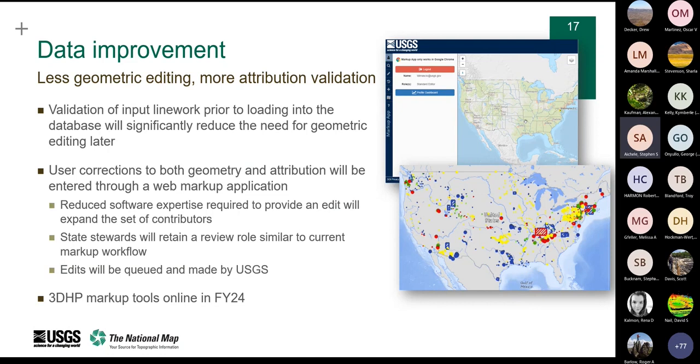So a fisheries biologist out in the field, or a forester, or a kayaker who notices that something is wrong in the data set can submit a markup through the markup app. We will vet that through the state stewards to make sure it's a legit change. But then USGS will make that change directly. And then we expect to have these markup tools online in FY24.